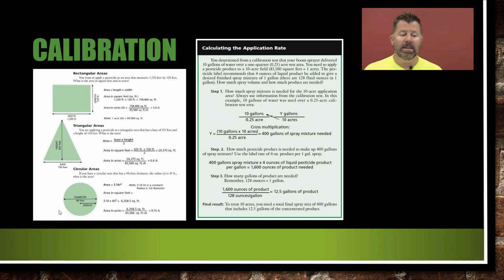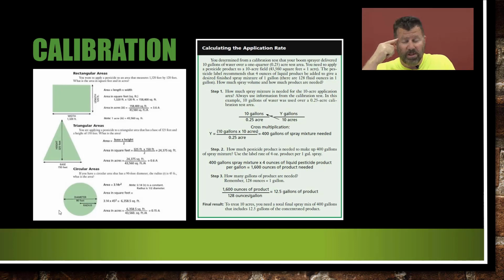Rectangular areas, guys, you need to know length times width. The typical square yard, the square lot that we're going to work at. This one's 120 feet by 1320. We're going to multiply those two together, and we're going to get 158,400 square feet. Divide by 43,560. Why are we dividing by 43,560? Because that is an acre.